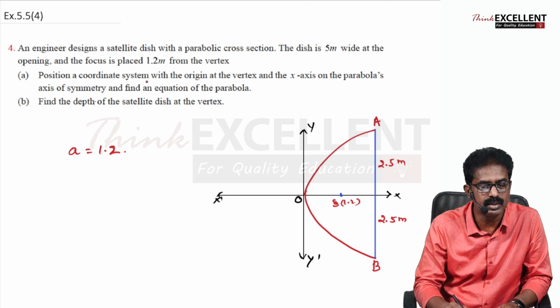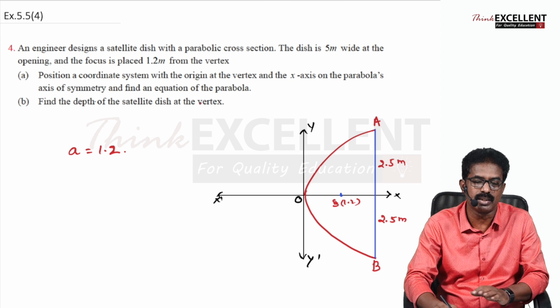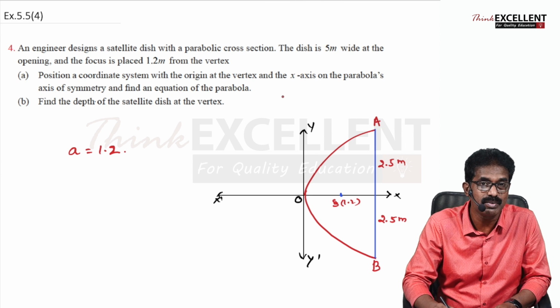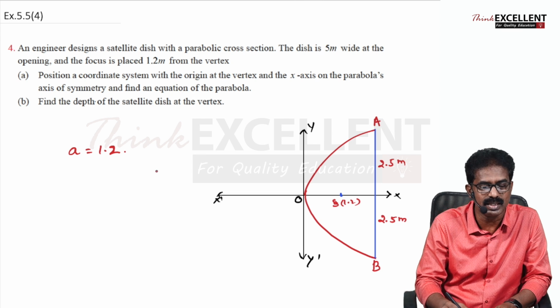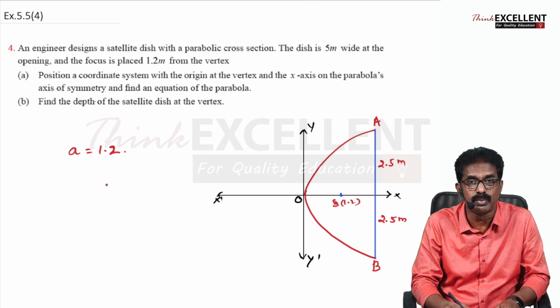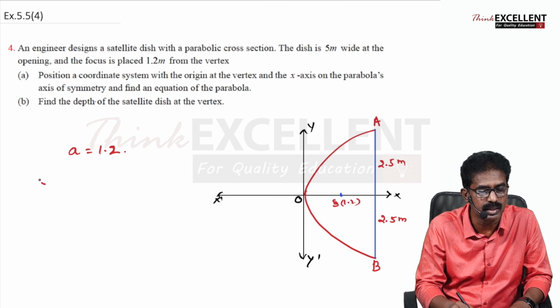Position a coordinate system with the origin at the vertex and the x-axis on the parabola's axis of symmetry and find an equation of the parabola. Okay, so the diagram is over. We have to find the equation of the parabola. It's a very simple thing. You know which type this one is. It is open rightward.